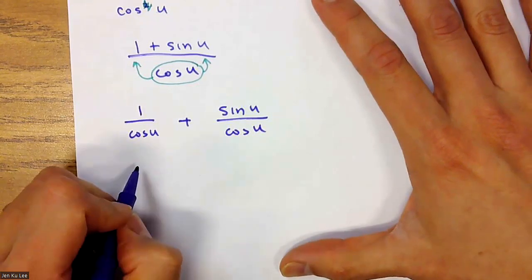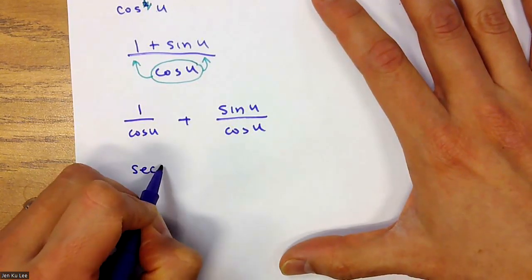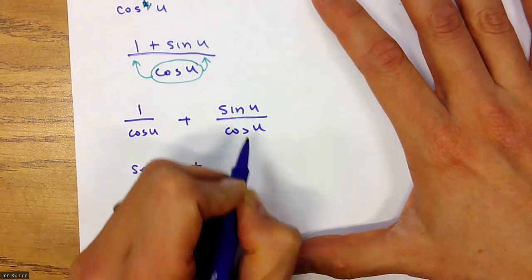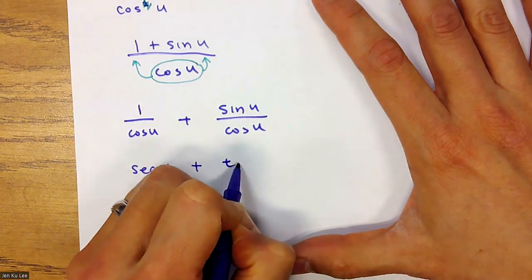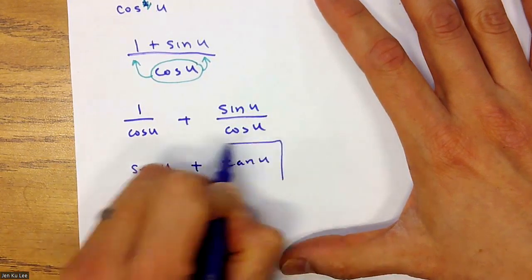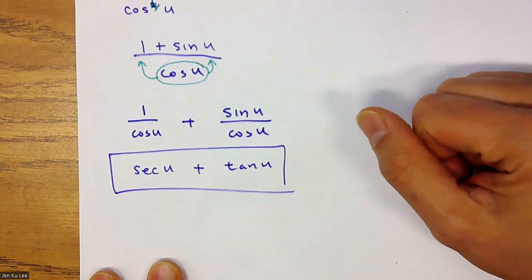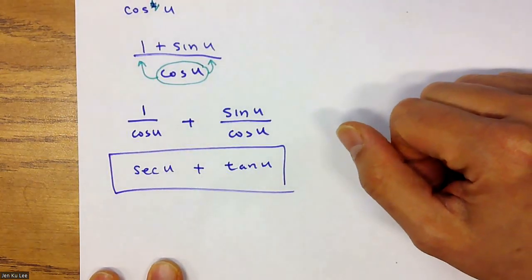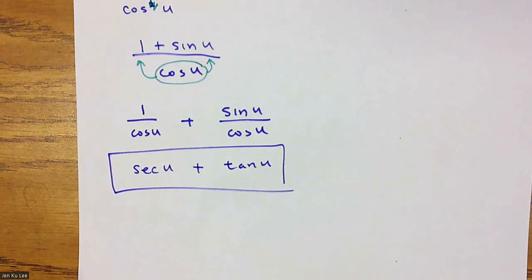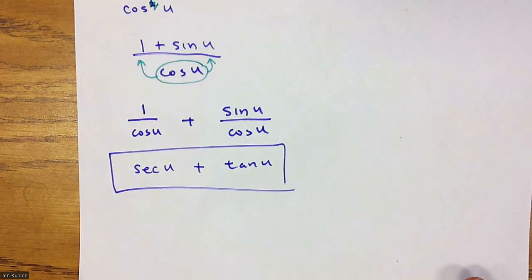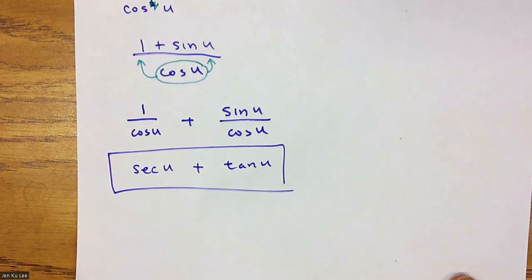1 over cosine is secant, plus sine over cosine is tangent, which is what I need. Okay, so you guys do need basic algebra skills. Okay? All right, we're good. Okay.